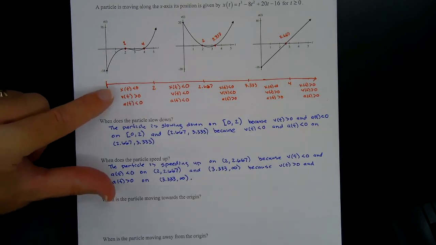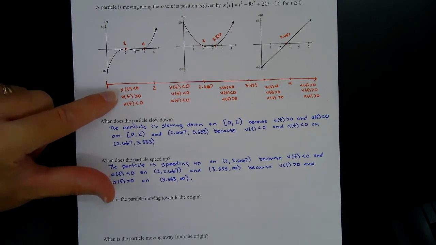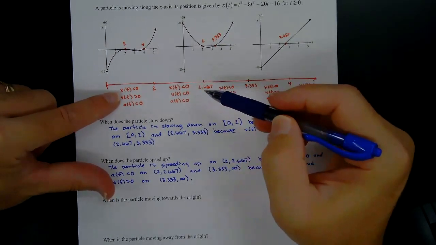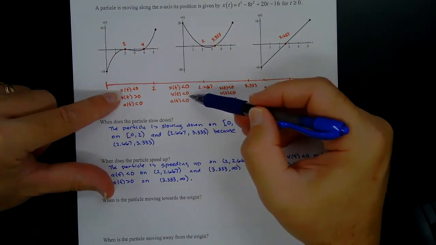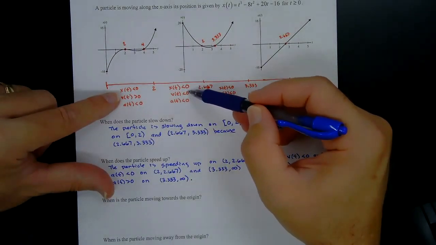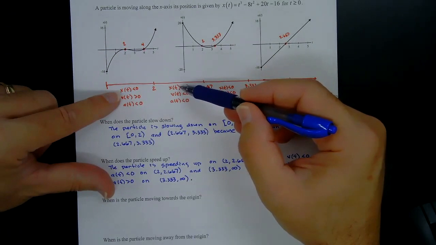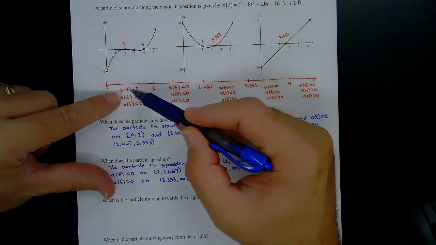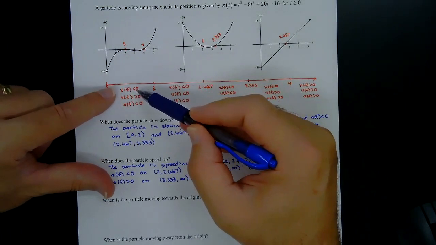So if you look right here, position's negative, velocity is positive. Okay, so it's moving towards the origin right here, okay? All right, but it's not moving towards the origin here, right? Because the position is negative and the velocity is negative. So we're on the left side moving left. So here we're on the left side moving right.